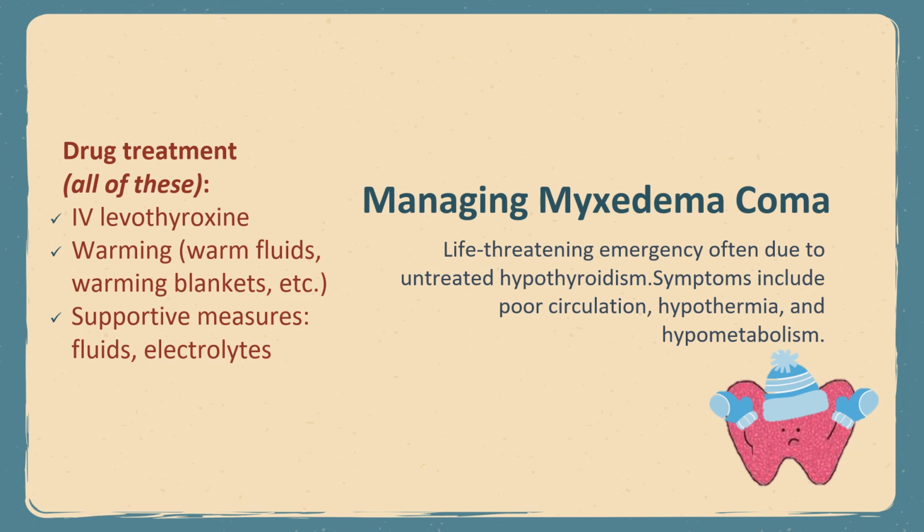And finally, let's look at managing myxedema coma, which is the acute emergency situation due to untreated hypothyroidism. These symptoms include poor circulation, hypothermia, hypometabolism, just basically exaggerated hypothyroidism symptoms. Treat these patients with IV levothyroxine. You can also give them supportive measures like fluids and warming, electrolytes, all of those things, but the IV levothyroxine is the most important part of this treatment.